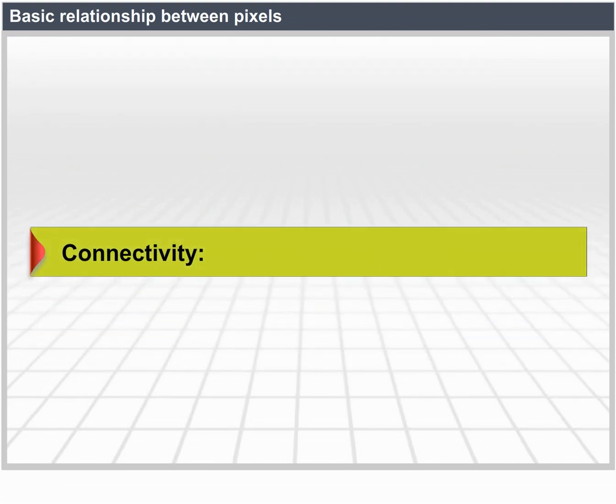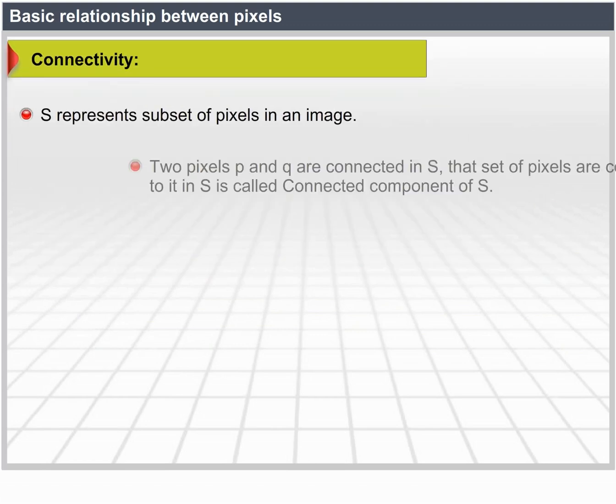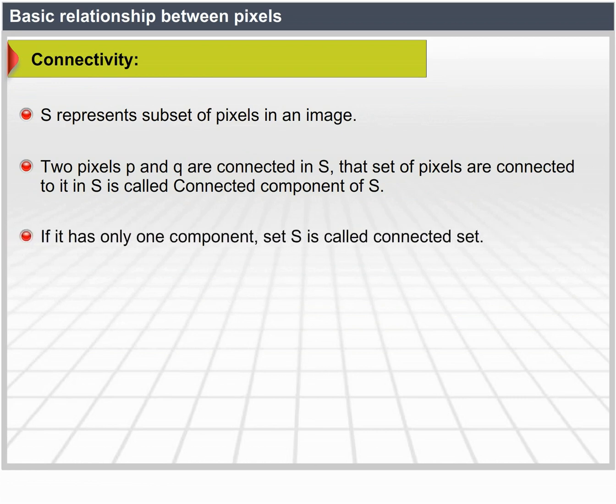Connectivity. S represents a subset of pixels in an image. 2 pixels P and Q are connected in S. That set of pixels which are connected to it in S is called a connected component of S. If it has only one component, then set S is called a connected set.